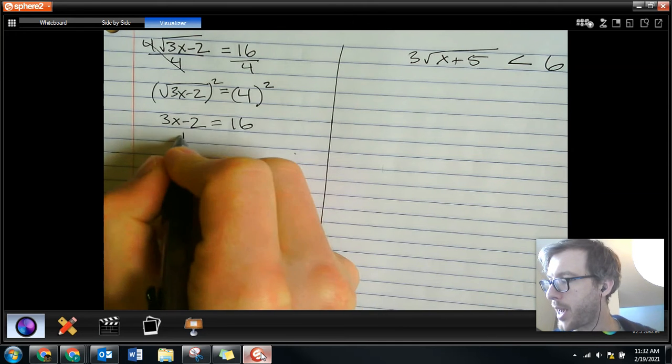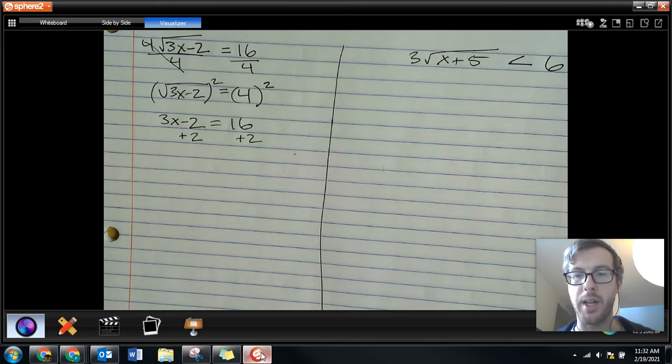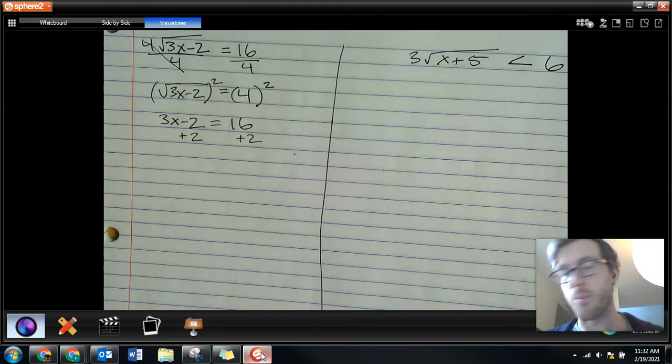What we're going to do is add 2 to both sides, because now our goal is to isolate x. Now it's just a regular algebra problem. We don't have to do any other strange inverse things. Not strange, but more complicated inverse procedures.